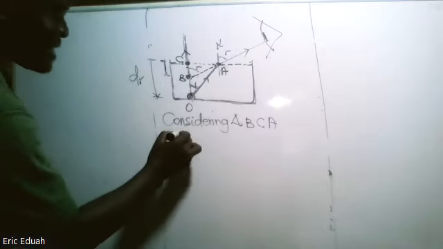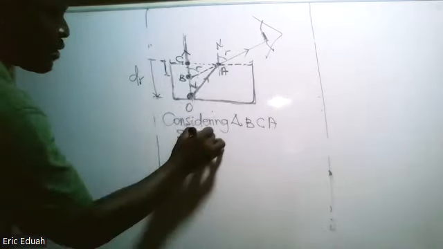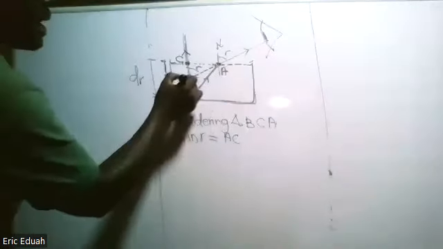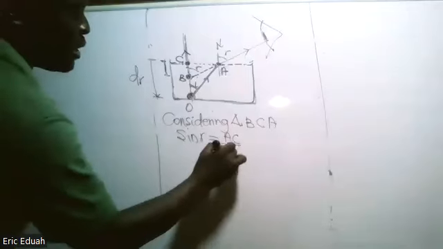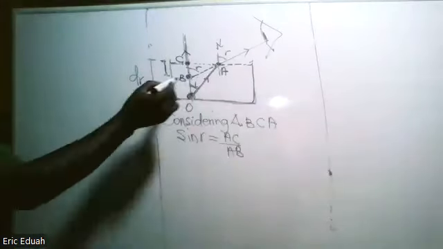When we consider the sine of R, this is equal to the opposite, which is AC, over the hypotenuse, which is AB or BA. So sine of R is equal to the opposite, AC, over the hypotenuse AB or BA. Are we okay here?